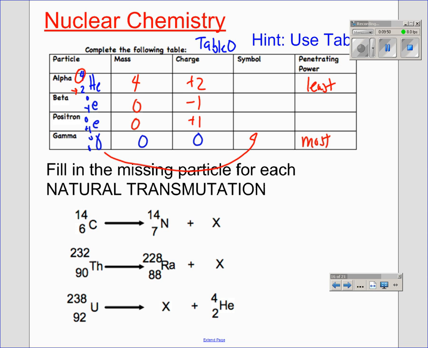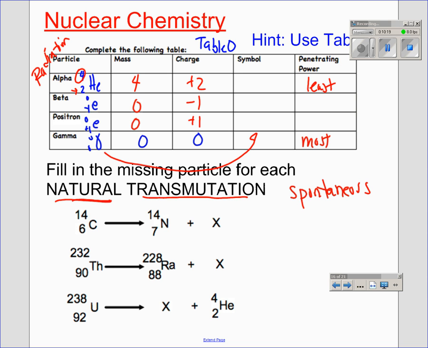All right, now this is natural transmutation. It's natural, meaning it's going to undergo spontaneous decay. It's spontaneously going to decay into a new nuclide. So it's transmutating into a new nuclide plus some sort of radiation. This is the radiation up here, a type of particle that is released from the nucleus.